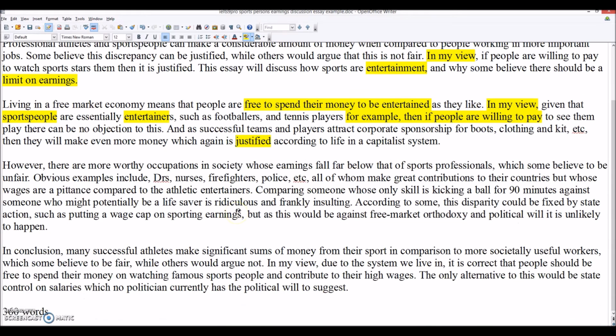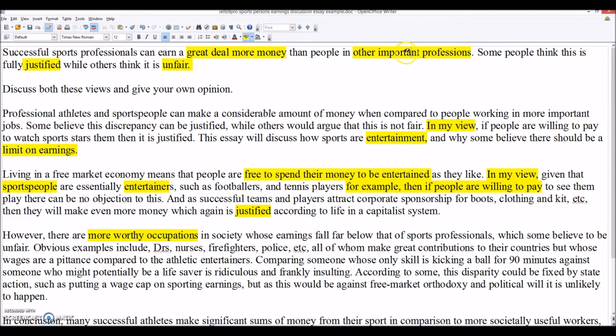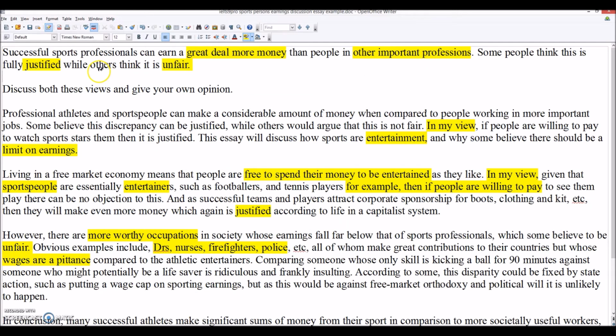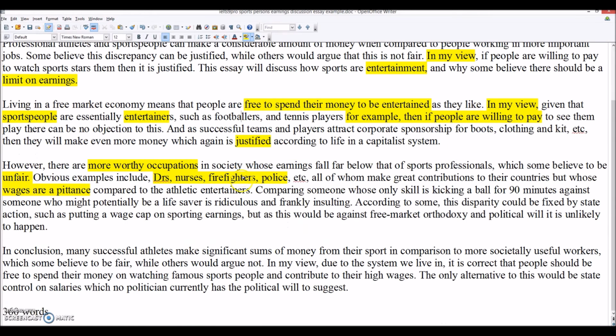Then the opposite view, it's unfair. So more worthy occupations, other important professions, those keywords again. In paraphrase, it's unfair. Obvious examples: doctors, nurses, firefighters, etc., whose wages are a pittance. Again, you can see how these keywords are. Okay.